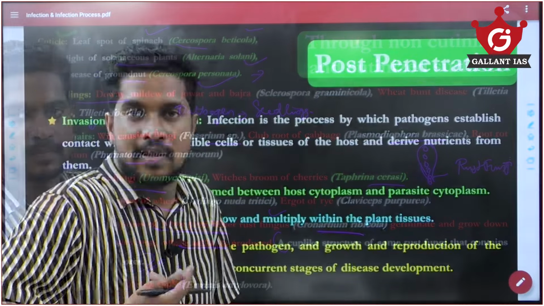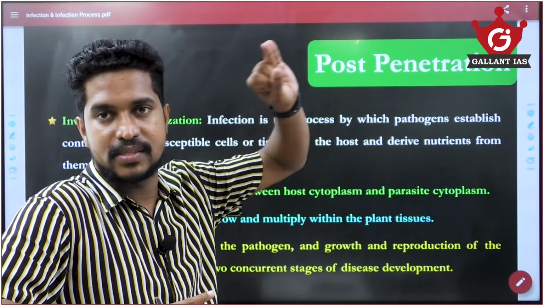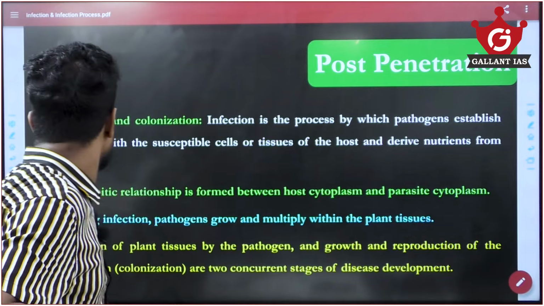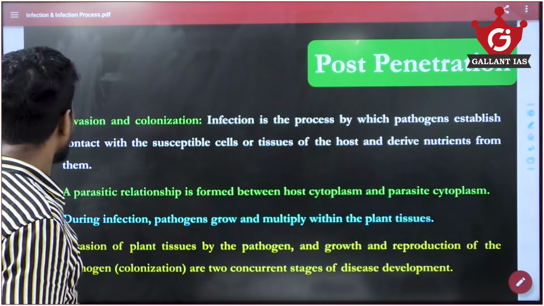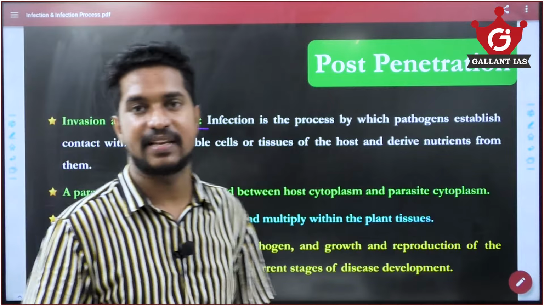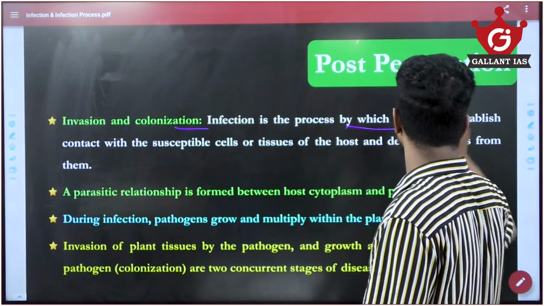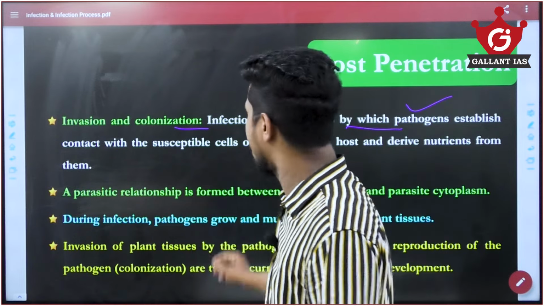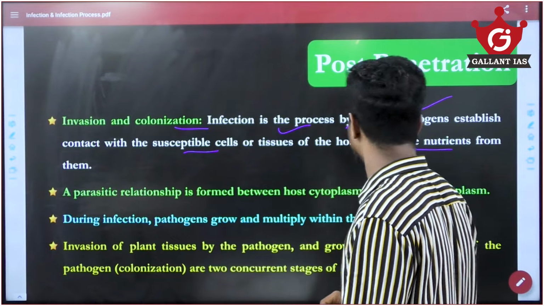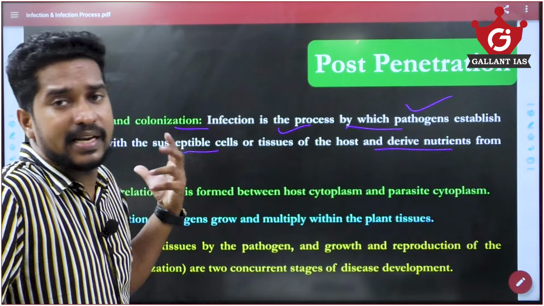Under the infection process, so far we have discussed pre-penetration and penetration. Next we move on to post-penetration, that is invasion and colonization. Infection is the process by which pathogens establish contact with the susceptible cells or tissues of the host and derive nutrients from them. So, invasion and colonization.